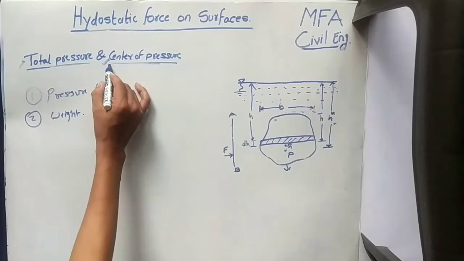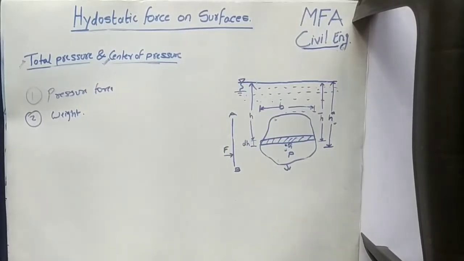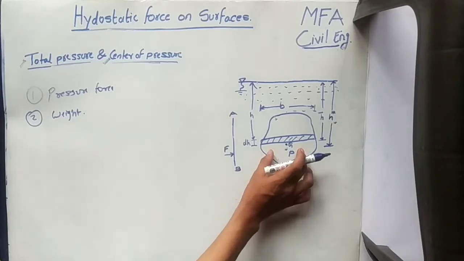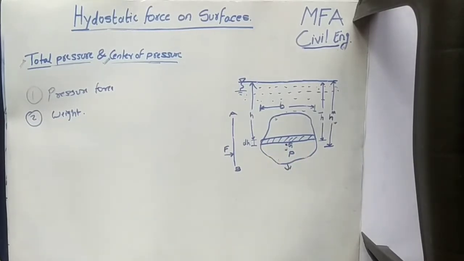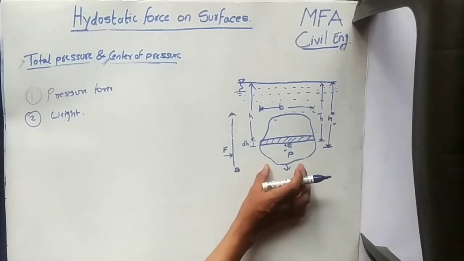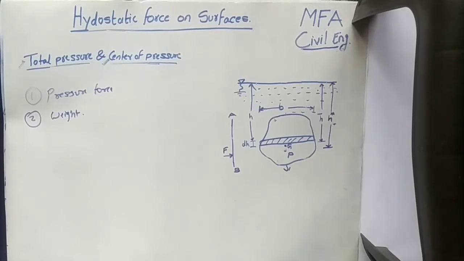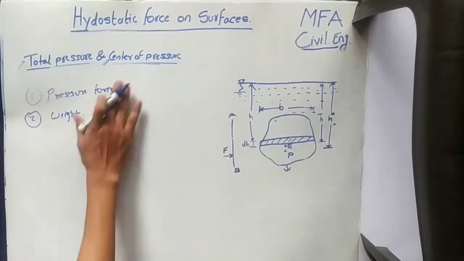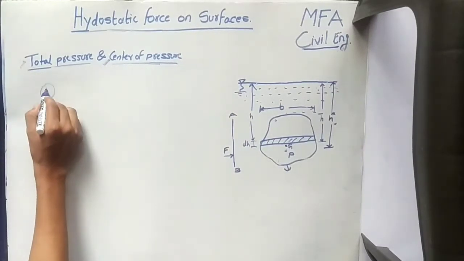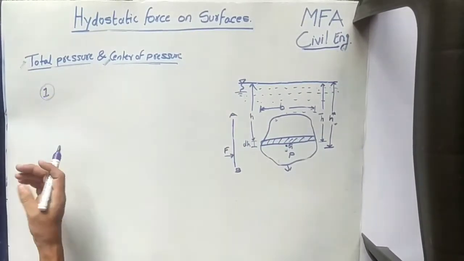Now the center of pressure. The point of application of this total pressure on the surface is called the center of pressure. Depending on the various submerged conditions of the surfaces, the total pressure and the center of pressure may vary. There are four possible cases in which the total pressure and the center of pressure vary.